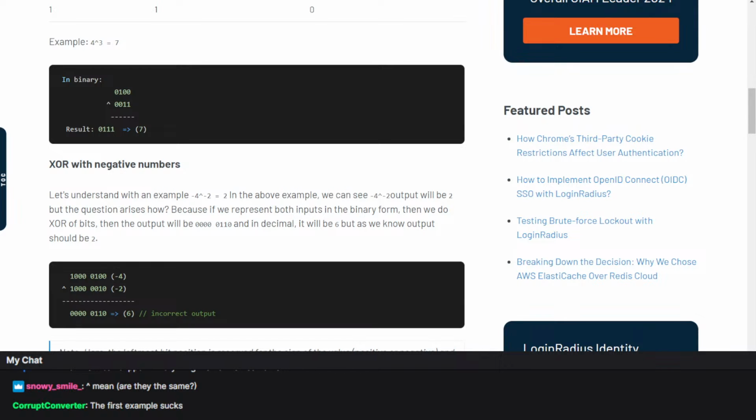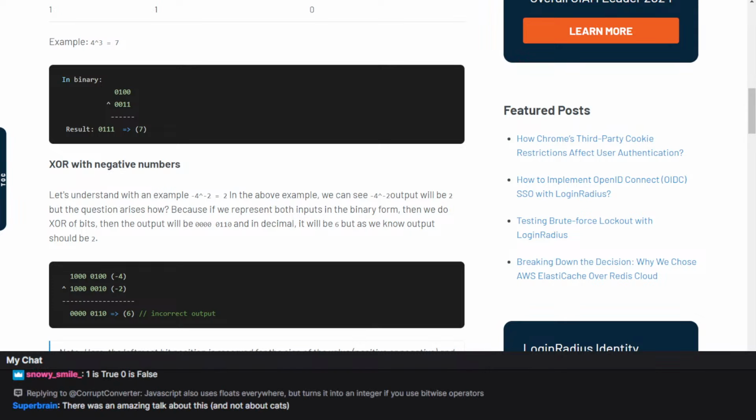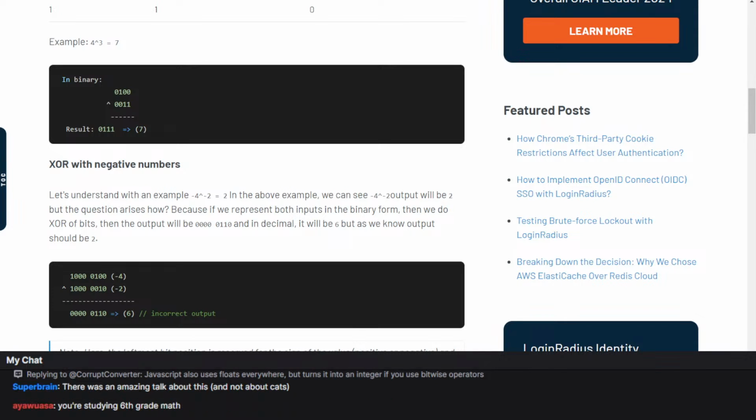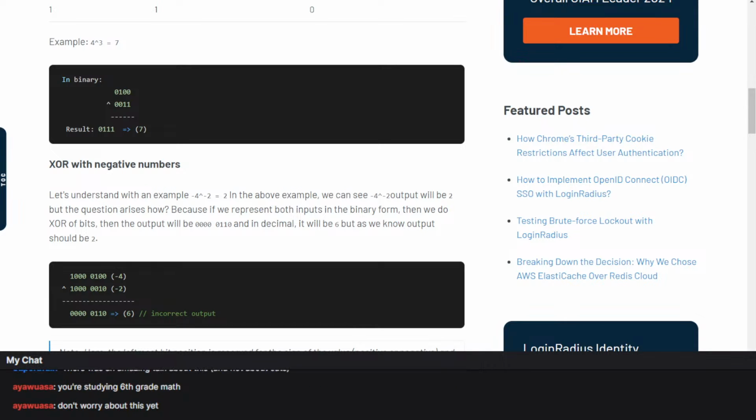Chat says this meme is a bad article. Are they the same? It doesn't explain anything well. But the table's kind of cool though, but that's about it. Well, everything that isn't a float is NaN. What is that again? Chat says there was an amazing talk about this, and not about cats.